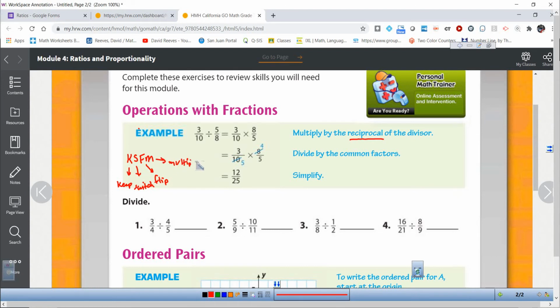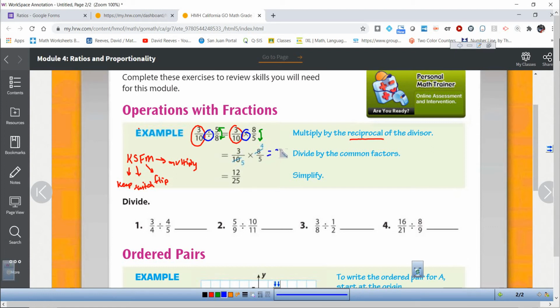All right? So keep 3/10. 3/10, that is the same, right? So which division switches to multiplication, and then what do we do? We flip the fraction, and then finally we do that multiplication, all right? And remember, when you're multiplying fractions, you can multiply and then simplify.